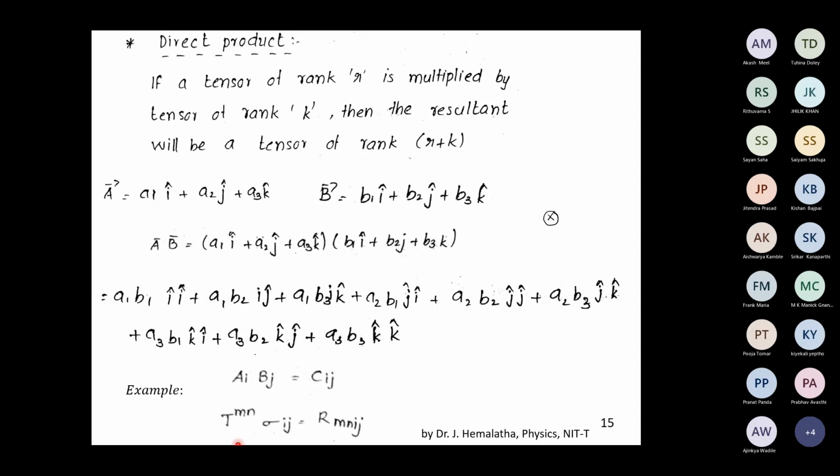Okay, so if you take a direct product between these 2 tensors, you see from the prefix or suffix you can understand this is a tensor of order 2, this is another tensor of order 2. So the answer should be a tensor of order 2 plus 2, 4. So mnij or suffix mnij. This is an example for direct product. Shall I move? Yes, ma'am.